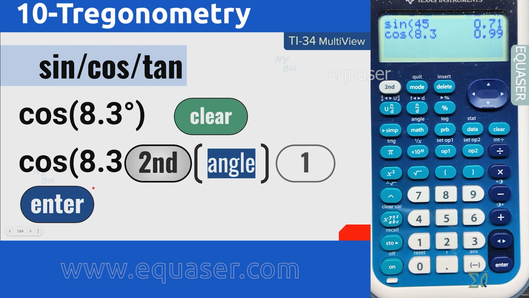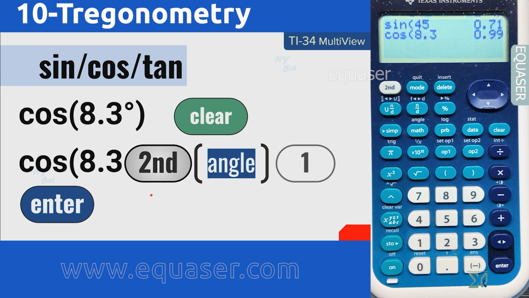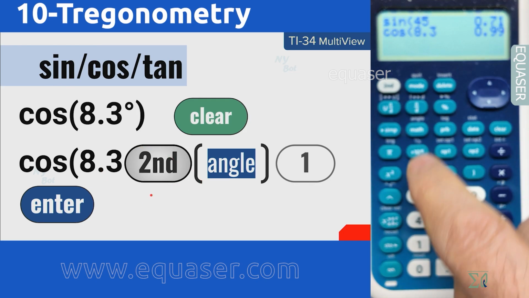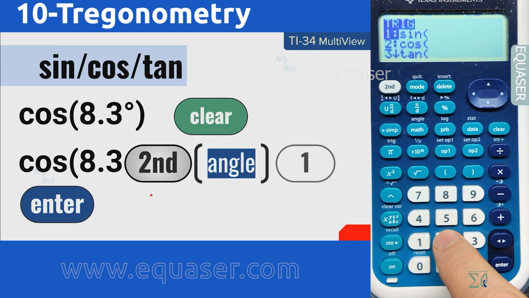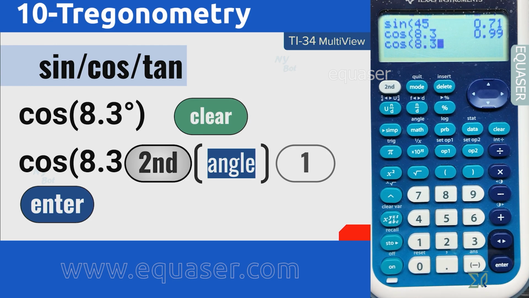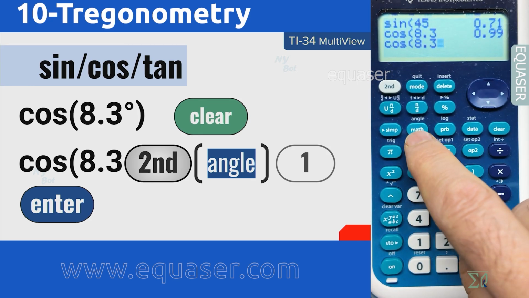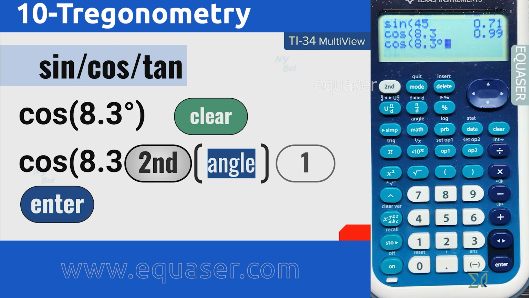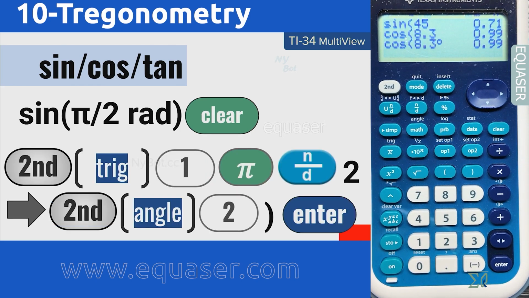If you want to include the angle, the same way: second function trig, then sine 45, and this time we want to get second function angle and degree. So explicitly we are entering the degree. The answer is the same, but it will help if you are confused to just explicitly enter the value.